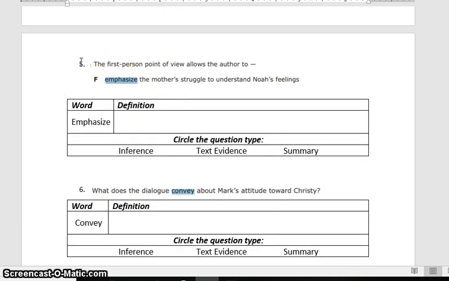Number 5. The first person point of view allows the author to emphasize the mother's struggle to understand Noah's feelings. What is the definition of emphasize? What type of question is this? Is this inference, text evidence, summary?